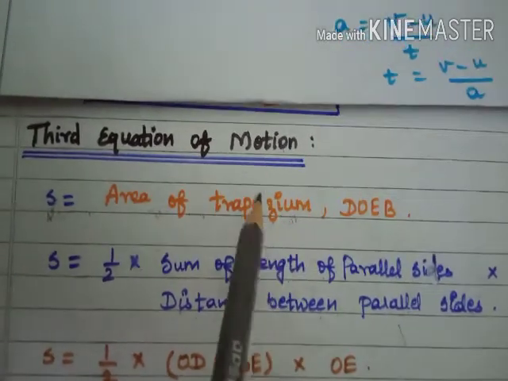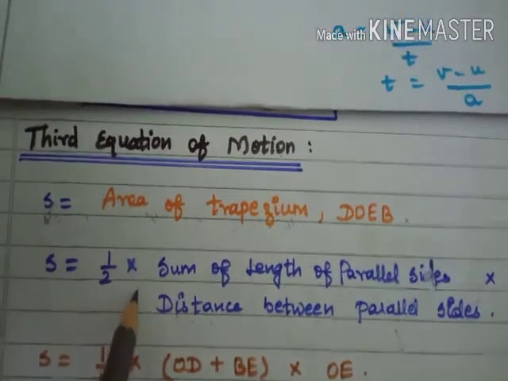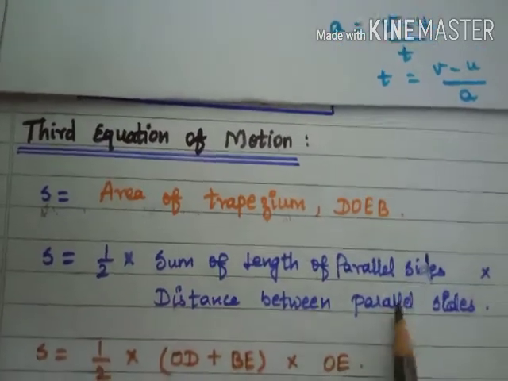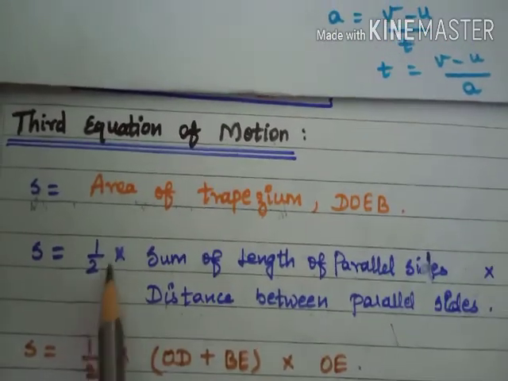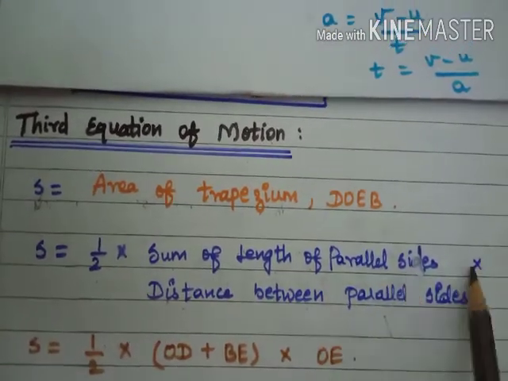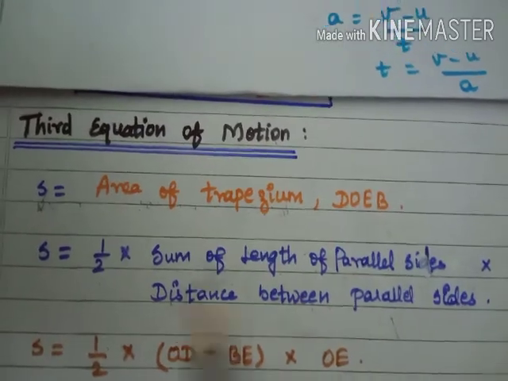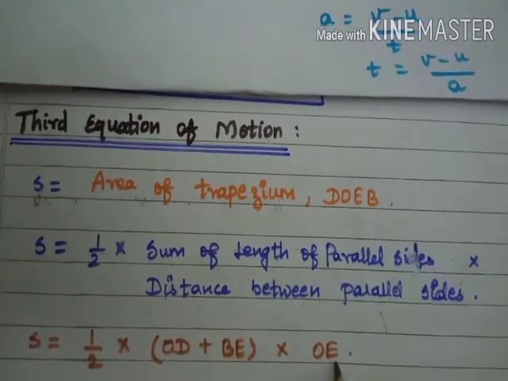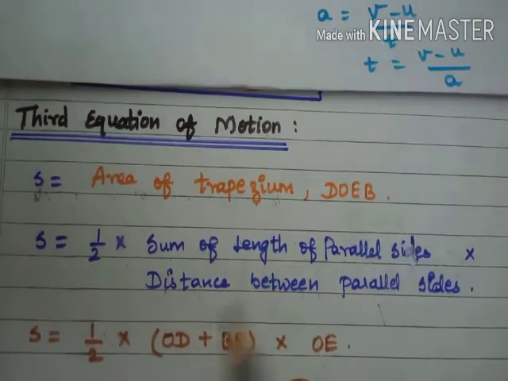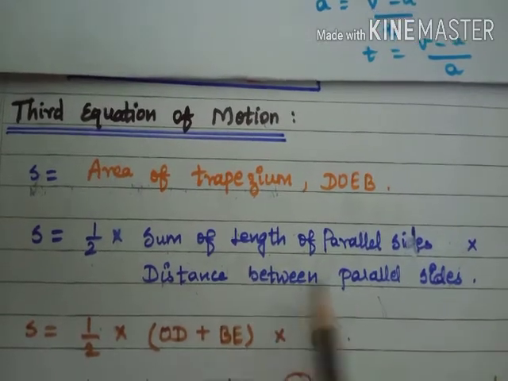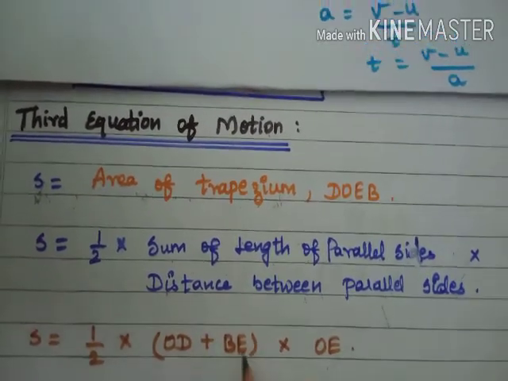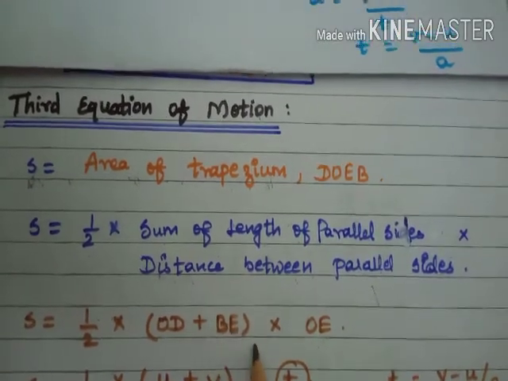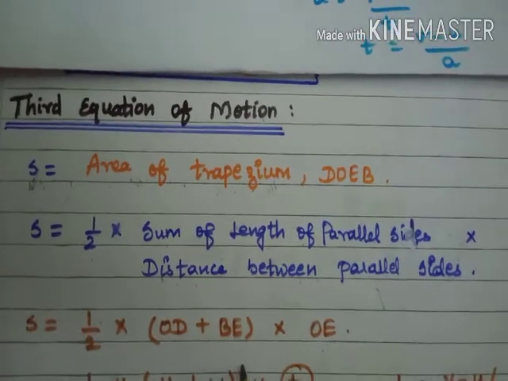Now what is the formula for the area of a trapezium? Half into the sum of the length of parallel sides into the distance between the parallel sides. Once again, half into the sum of the length of parallel sides into the distance between parallel sides. So S is equal to half into OD plus BE into OE. The sum of the length of parallel sides is OD plus BE, and the distance between parallel sides is OE. The values are obtained from the graph. Now I am going to show you the graph, how it will come.